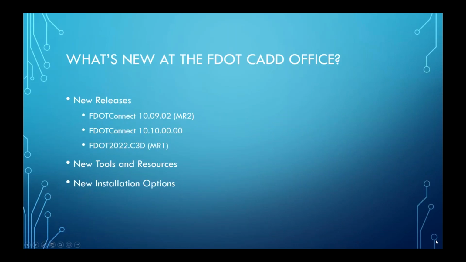So what is new at the FDOT CAD office? Just last month, as part of our quarterly software releases, we published FDOTConnect 10.09.02.00, which is maintenance release 2 for the FDOTConnect software. We also published the initial release of FDOTConnect 10.10, which I'll be talking about more extensively later. And last but not least, we published maintenance release 1 of FDOT 2022.C3D for Autodesk Civil 3D and AutoCAD. These maintenance releases contain certain updates to tools and resources to enhance the FDOT project workflow. Additionally, with the FDOTConnect 10.10 software, the CAD office has implemented new installation options, which I will discuss further in subsequent slides.